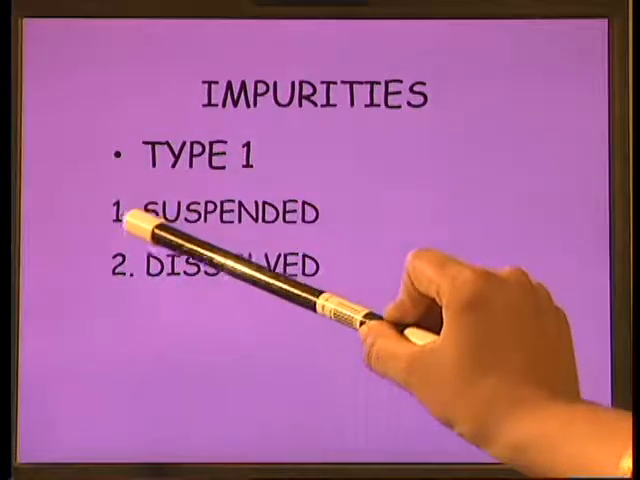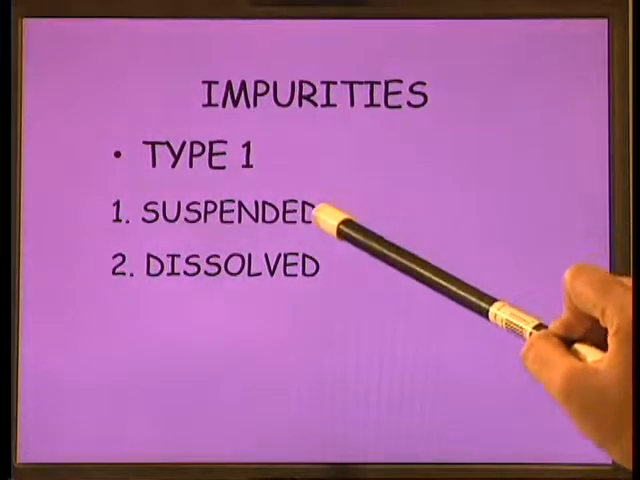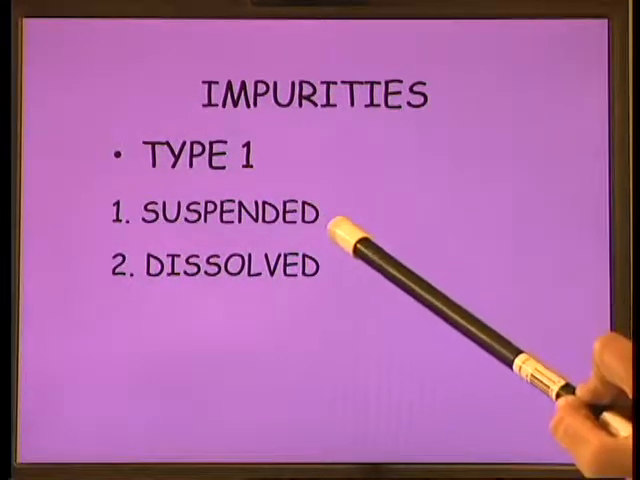They will be in the form of suspended impurities. Paper, cloth, they will float, and depending upon the velocity and turbulence in the source of water, these suspended impurities will be in motion. So they are visible. Some may settle down, but some may not settle down.